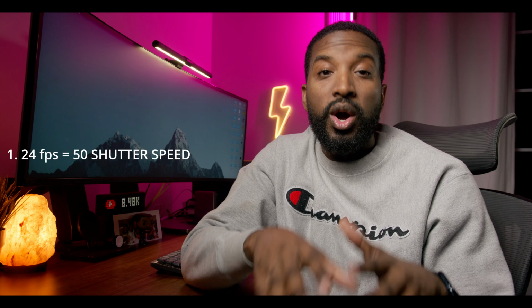So the first thing I know is I'm going to be shooting at 24 frames per second. So automatically I know my shutter speed will need to be double my frame rate to get the proper motion blur. So boom. My shutter speed is going to be set at 50.